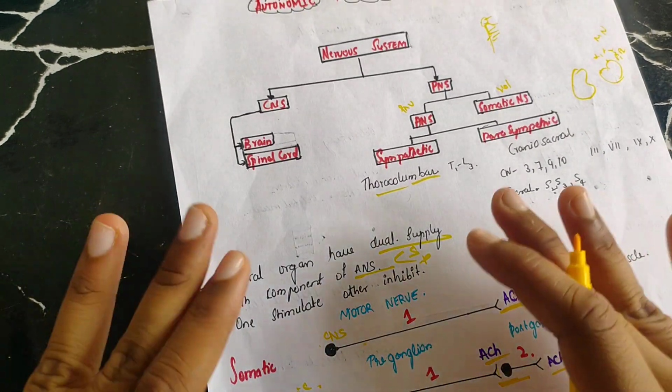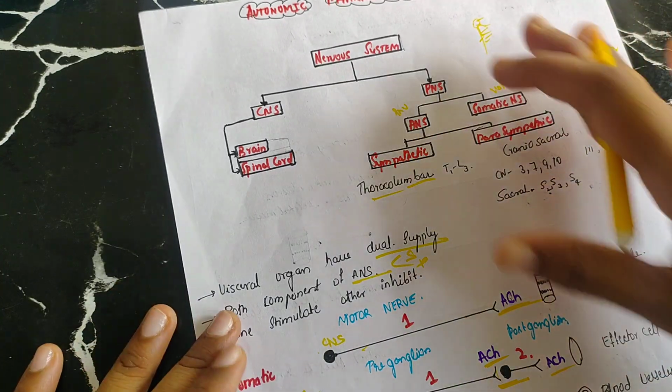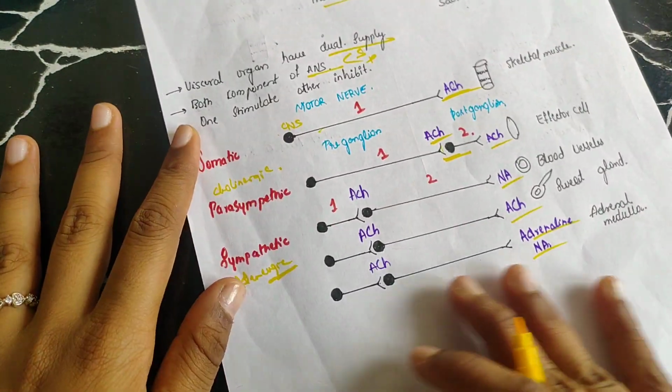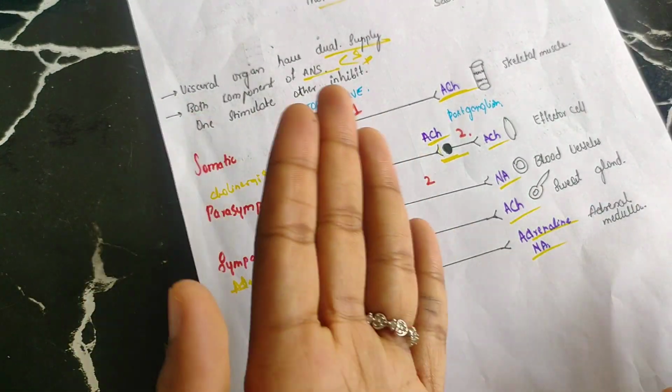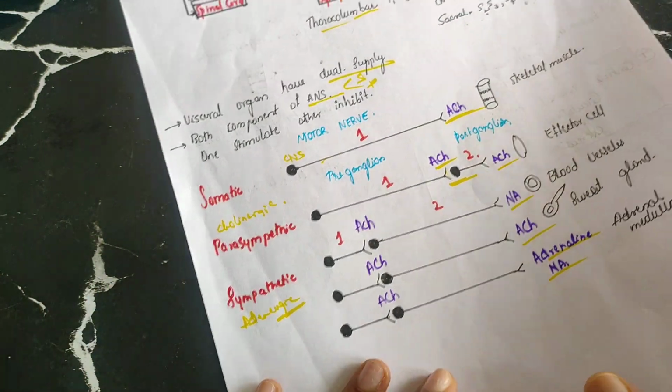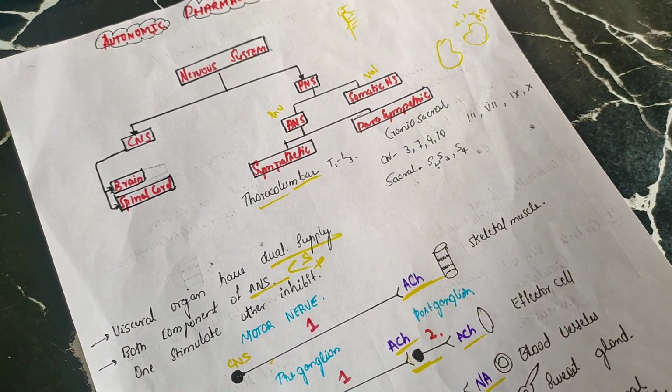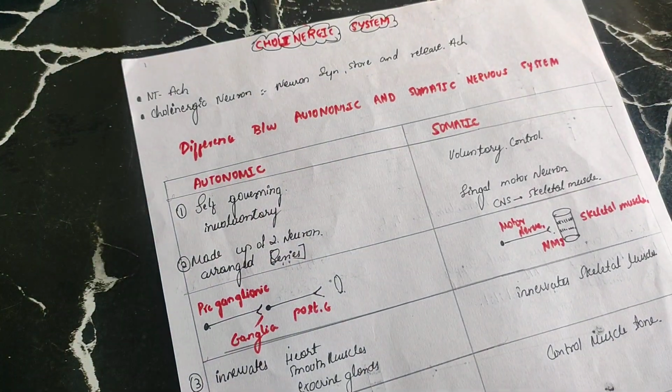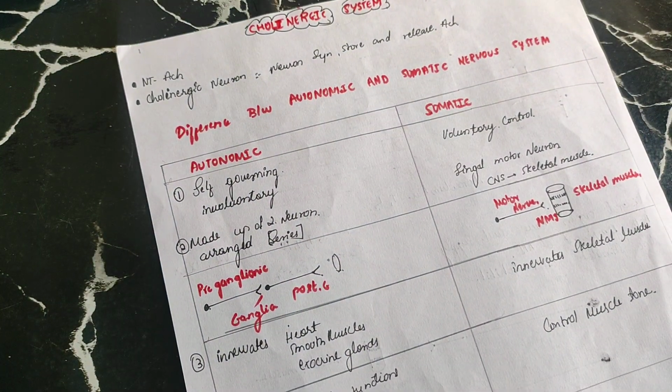nervous system. This is all you learned about the overview of nervous system, which all are included, and sympathetic, parasympathetic, somatic, how neurons will be arranged, and you know the length of the preganglionic and postganglionic nerve fibers. Now we'll be going into the cholinergic system in detail.